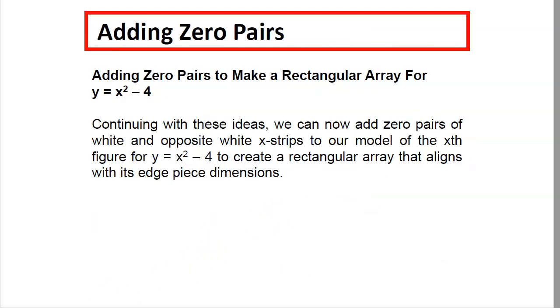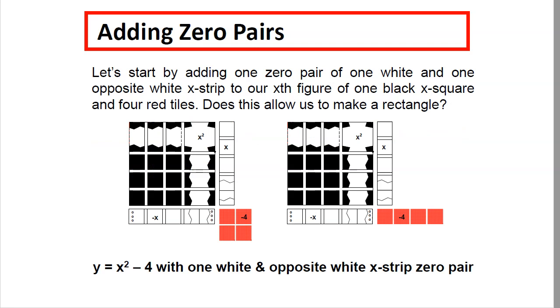How do we add 0 pairs to make a rectangular array for y equals x squared minus 4? Continuing with these ideas, we can now add 0 pairs of white and opposite white x strips to our model to create a rectangular array. Let's start by adding one zero pair of one white and one opposite white x strip to our x figure. We already have one black x square and 4 red tiles.